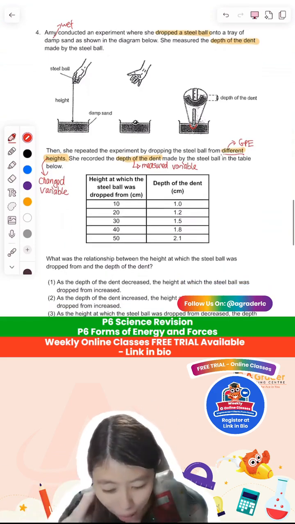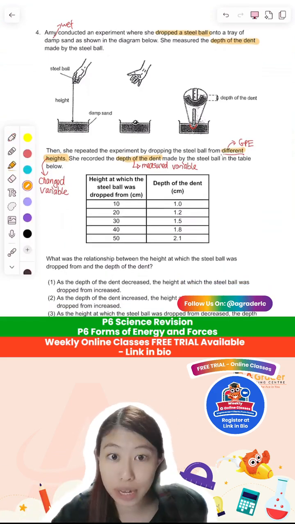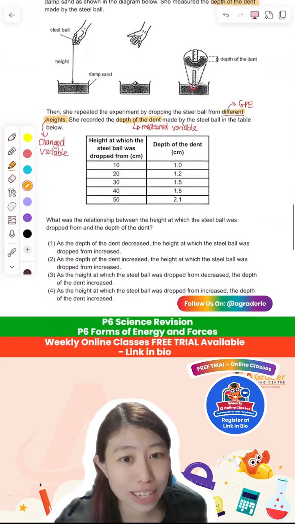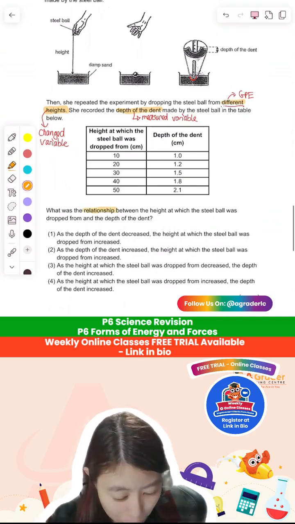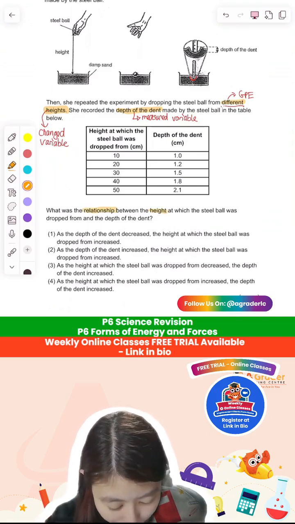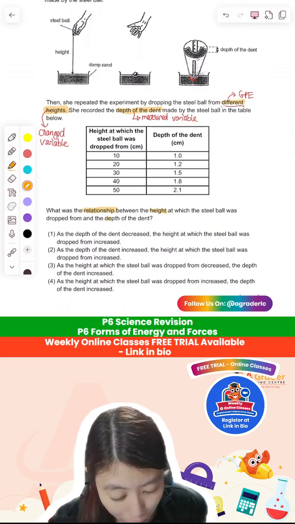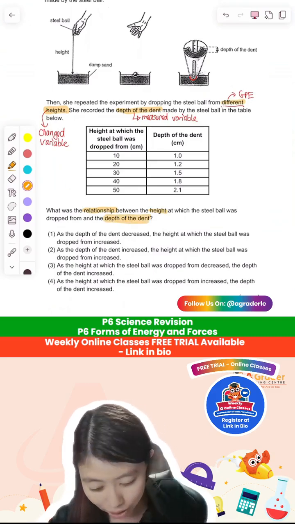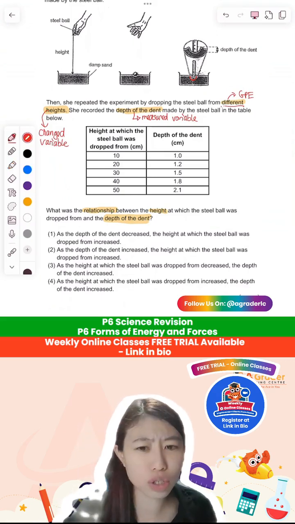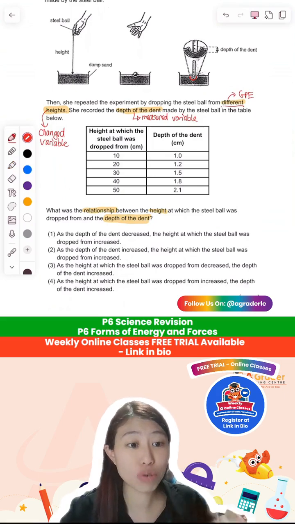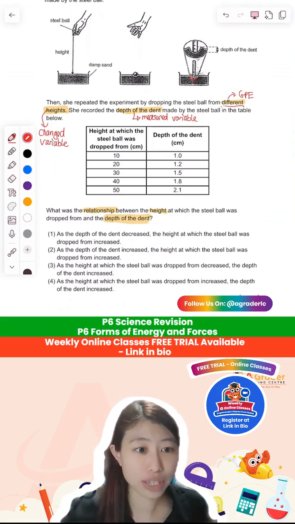So what is the relationship? Everybody, when it comes to relationship, let me go to the question now, so you all can see the options. What is the relationship between height at which the steel ball was dropped from and the depth of the dent? Always remember for relationship questions, you always use words like increase or decrease.